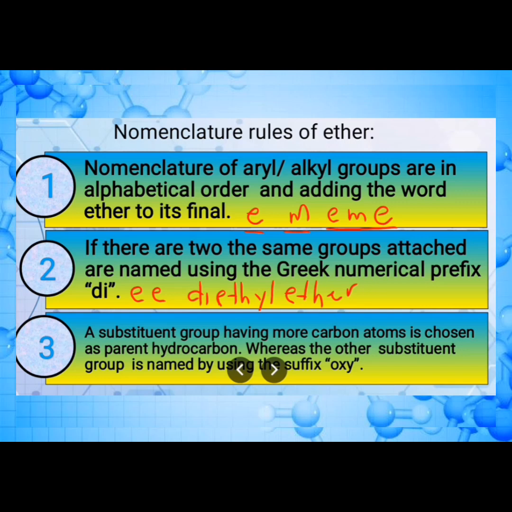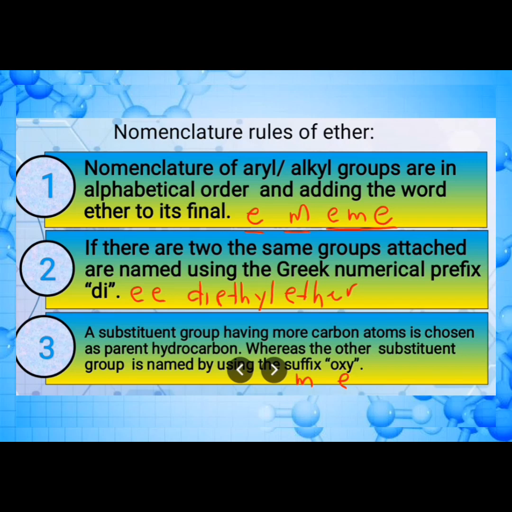For example, we have methyl and ethyl. Since ethyl has two carbons and methyl has only one carbon, our ethyl here will be our parent hydrocarbon, which will become ethane, and our methyl here will be our oxy substituent. Therefore, in naming this, we have the name methoxyethane.